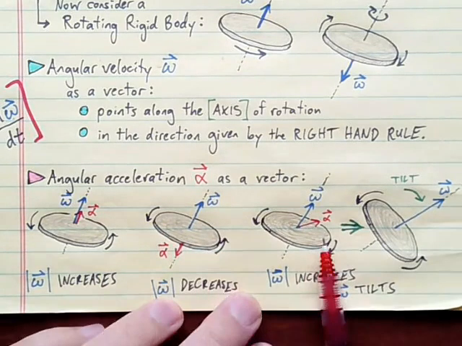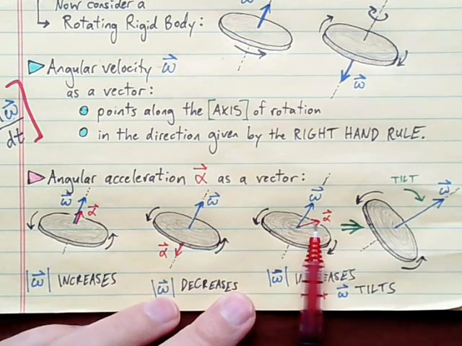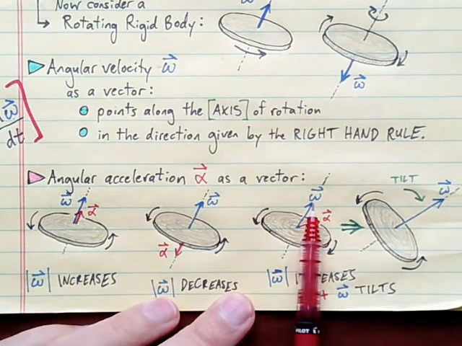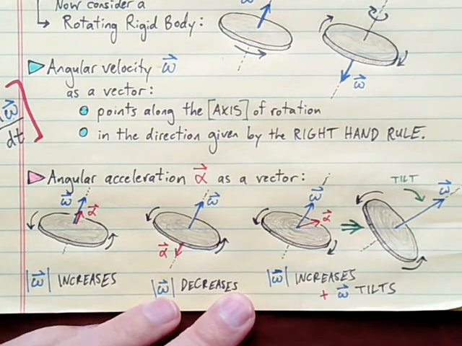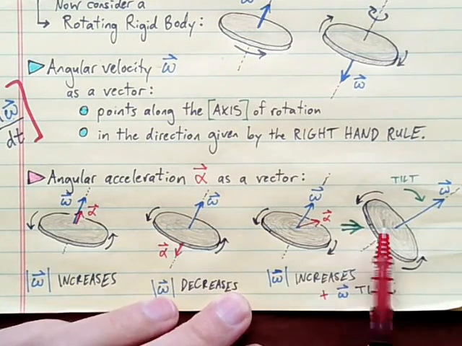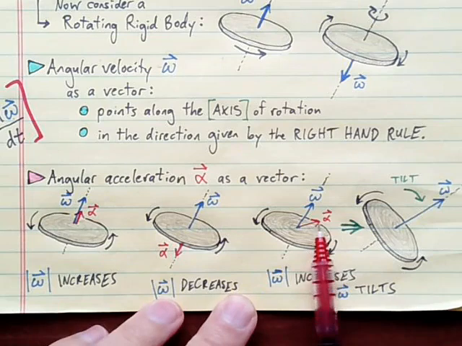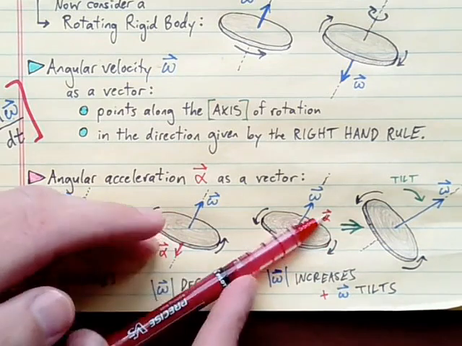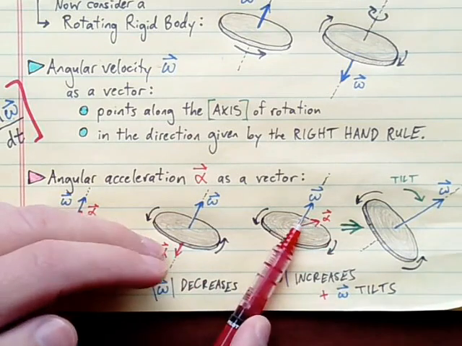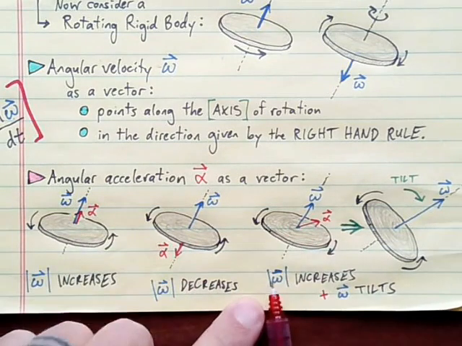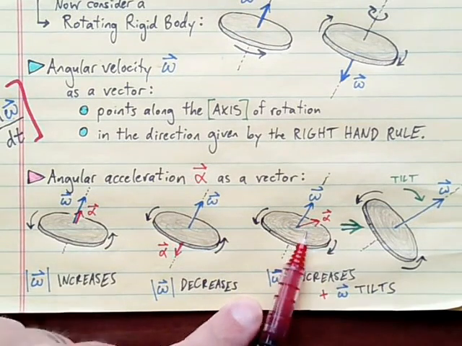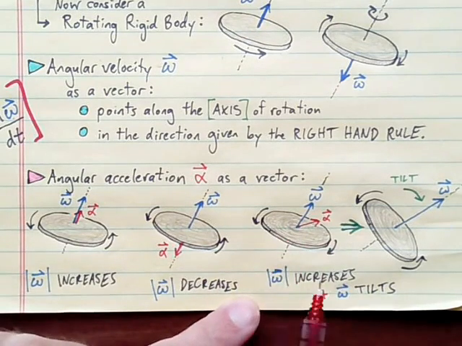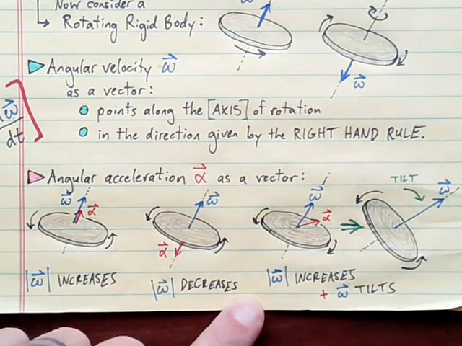If, on the other hand, alpha makes some angle with omega that's not 0 or 180, so some intermediate angle here, then we will expect that, in this case, with this angle acute, a component of alpha is parallel to omega. That component will make the magnitude of omega increase. So this disk is about to spin faster.